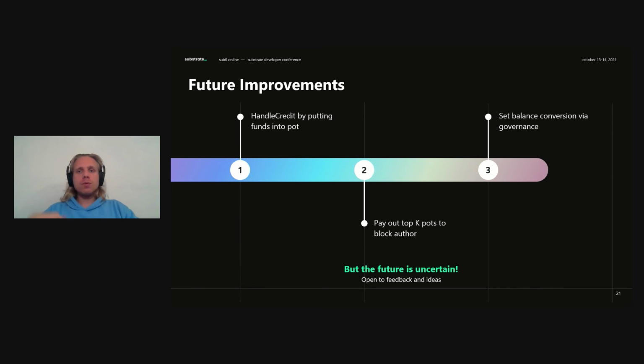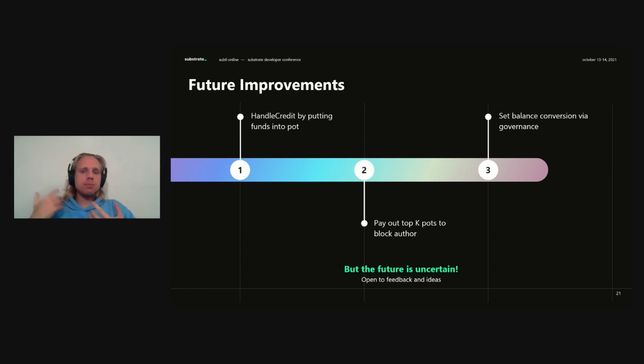then we would get a lot of complexity every block if we iterated through a whole list of them to pay out the block author. So we might need to implement something like just paying out the top K pots, like a priority queue kind of implementation, and then only if enough funds are accrued would they be paid out. So there are some ideas there that we might implement.